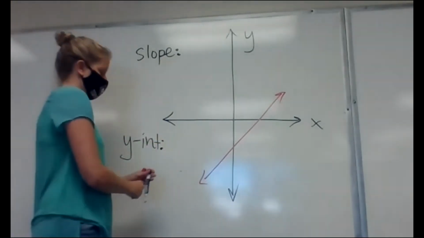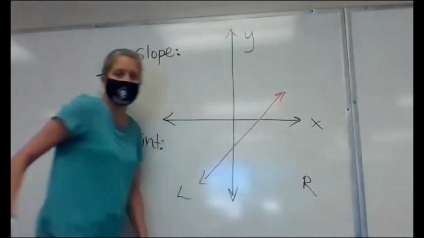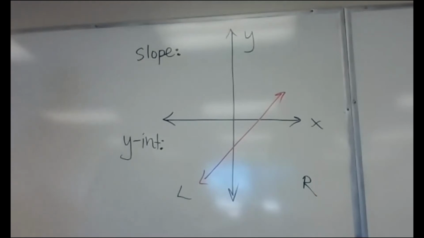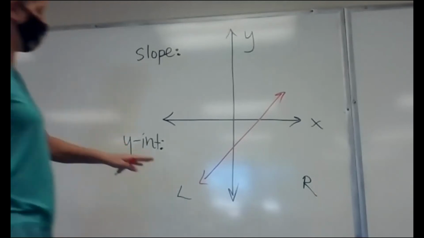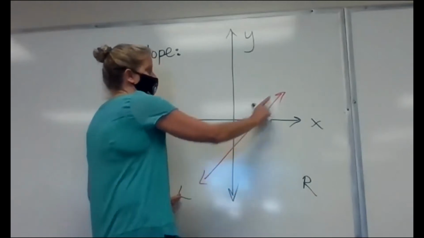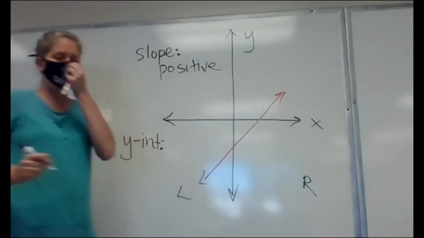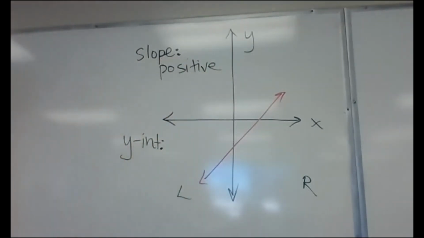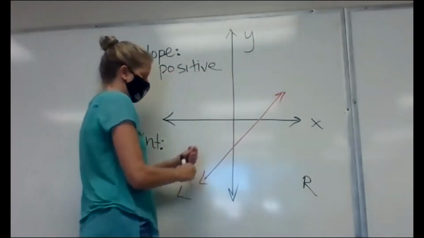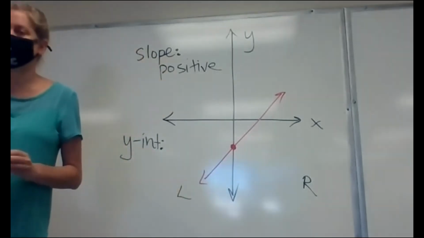So here's my line. Remember, you read it like a book from the left side to the right side when you're trying to figure out the slope. So from the left to the right, which direction is this red line traveling? From this side to that side, it's going up, which means its slope is positive. The y-intercept: so here's my y-axis, and here's where it crosses the y. That's its y-intercept right there.